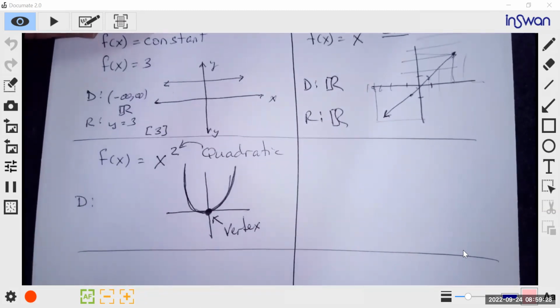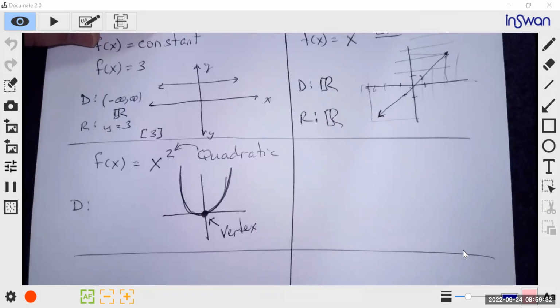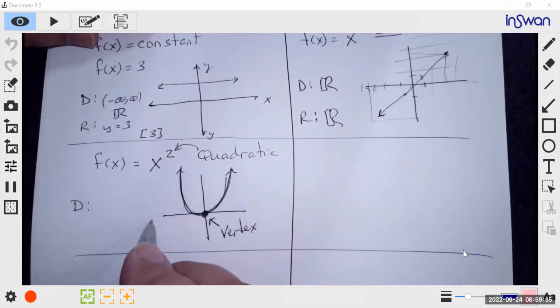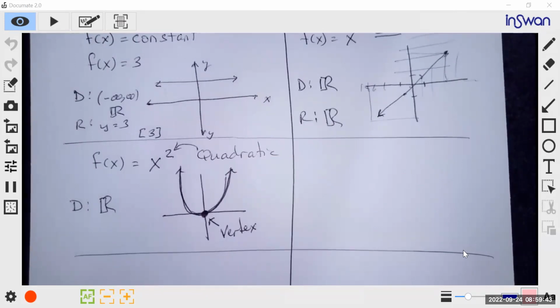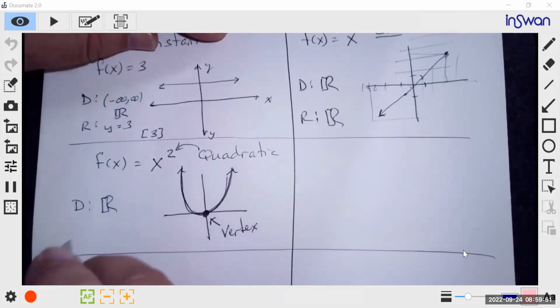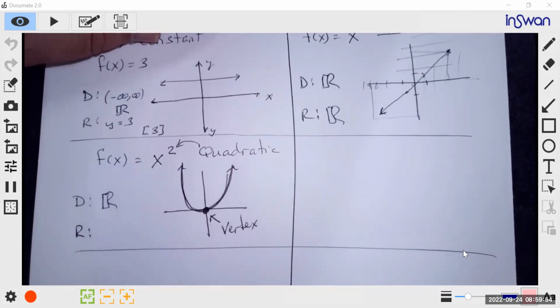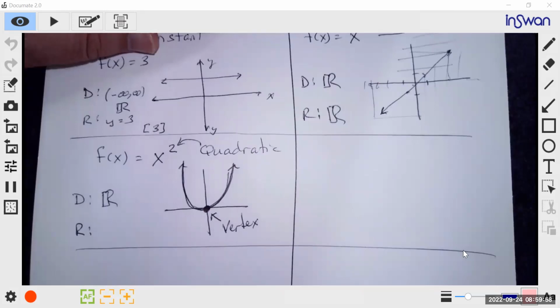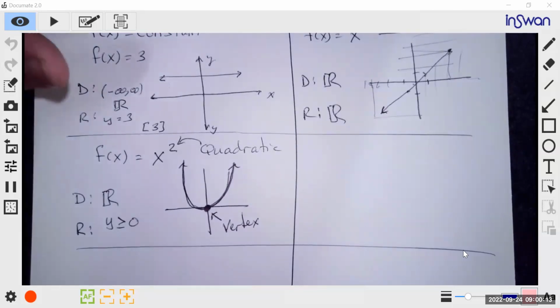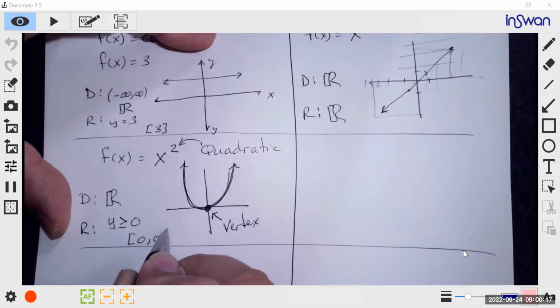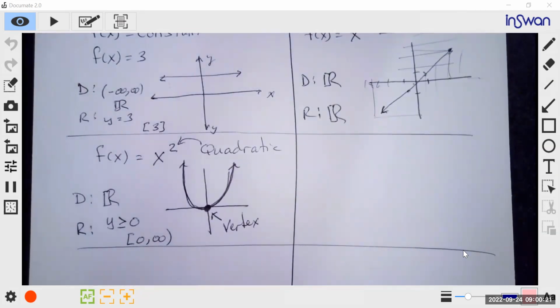The domain of this function is all real numbers. Basically, are there any restrictions that I could put in there? Can x be negative? Can x be positive? Can x be zero? If you could put anything in there, it's all real numbers. How about the range? What are the possible y values? All real numbers? No, y can't be negative. So the smallest it could be is zero, and it can go up from there. So y is greater than or equal to zero. Or I could put the interval notation, zero comma infinity.